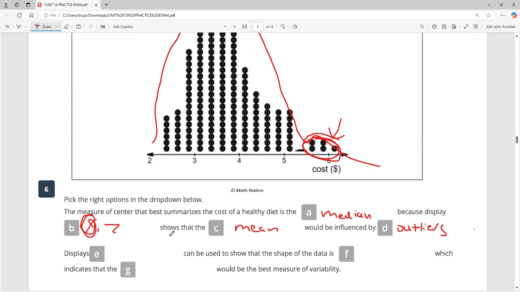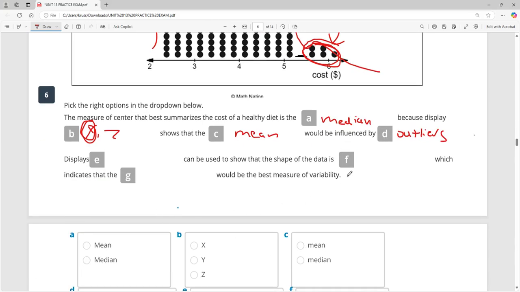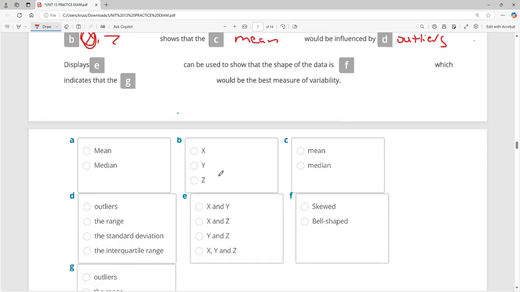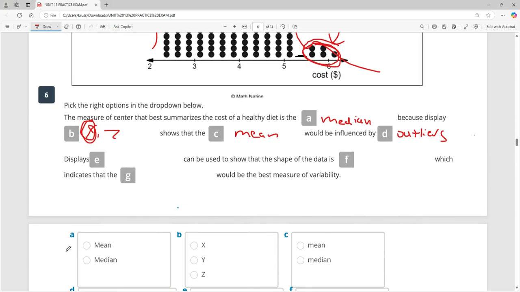Okay. Now, some data displays can be used to show the shape of the data, something which indicates the best measure of variability. Excuse me, variability. Right. So all three of these show the variability. Right. So here displays X, Y, and Z can show the shape is skewed, right? It is skewed, which indicates the interquartile range.